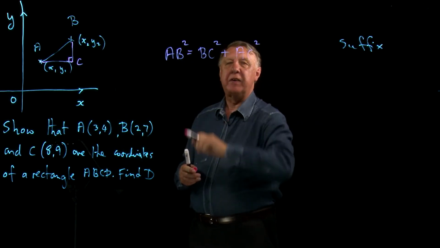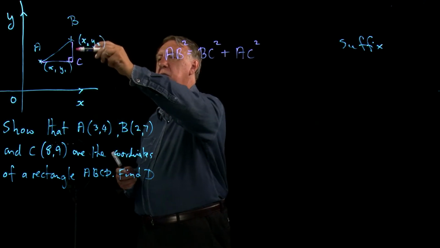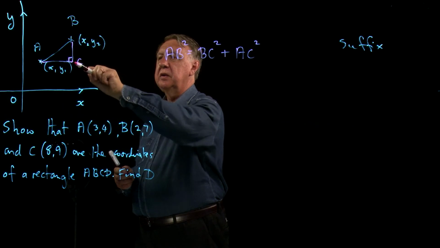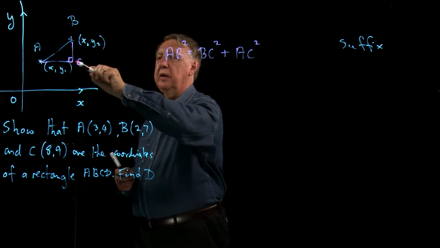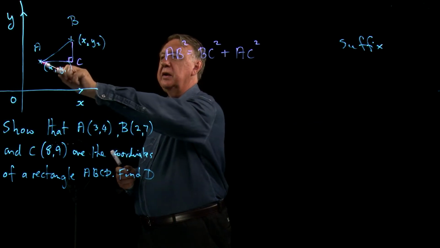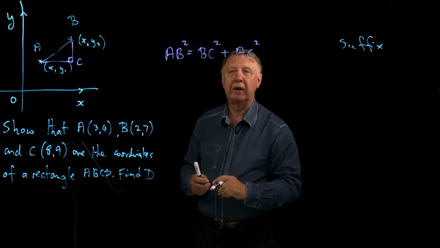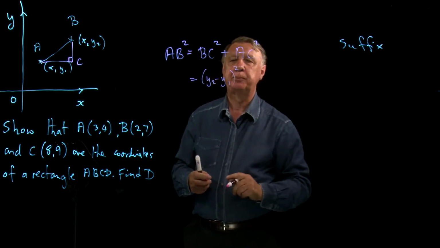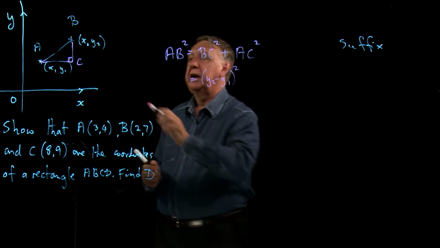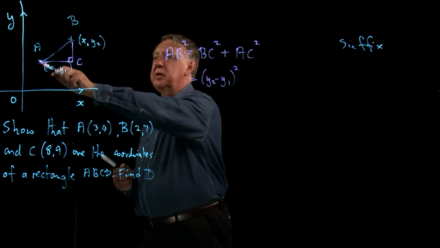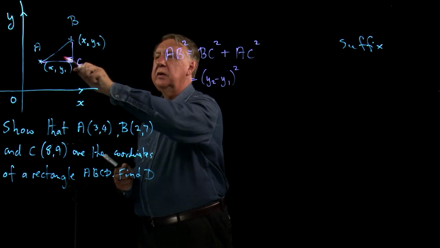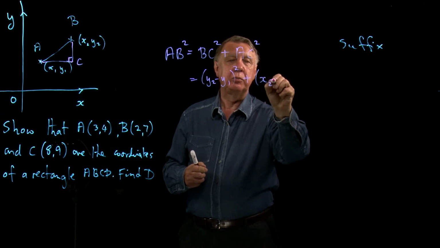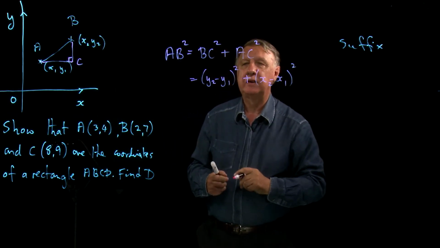How am I going to get at these lengths BC? Well, BC is the vertical drop from B down to C. In other words, it's the y coordinate here subtract the y coordinate at that point C. And of course the y coordinate at C is the same as the y coordinate at A. So BC is y2 minus y1, so I square that. Well, AC is of course the horizontal distance, which is going from this value of x as x1 along to this value of x, which is x2. So AC will be x2 minus x1, and we square that.